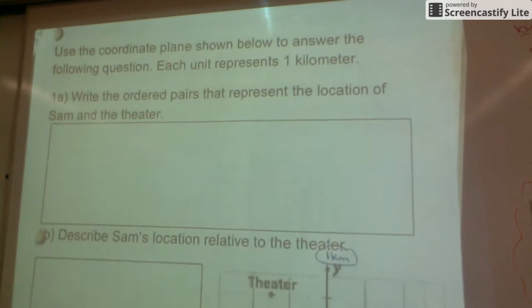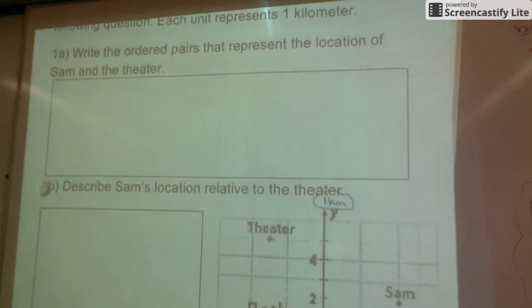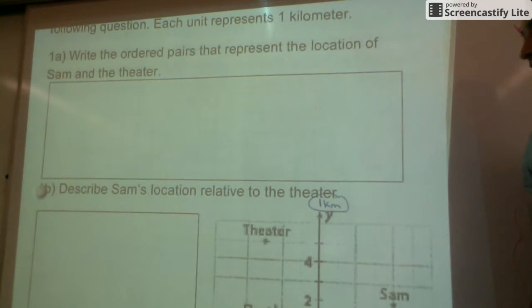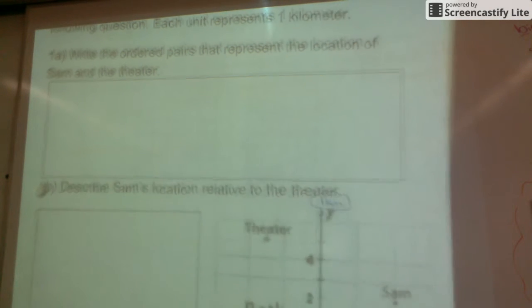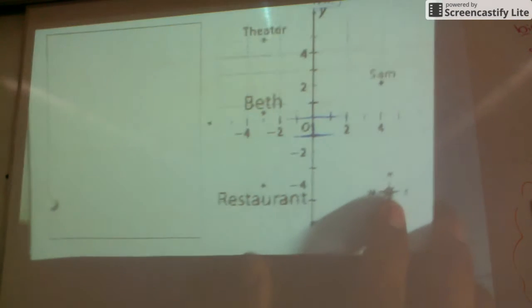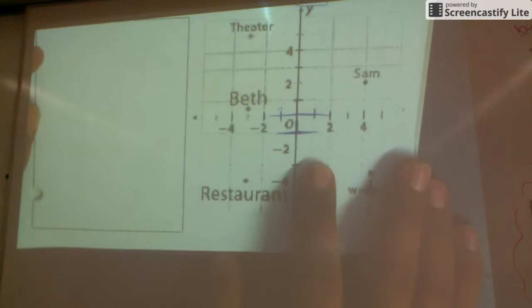Okay, so what we're going to do is write the ordered pairs that represent the location of Sam and the theater. So we need to figure out where Sam is and where the theater is. We're going to do the opposite: find the point and figure out what that point is. Well, Sam's here. I can see that clearly. Here's his point.